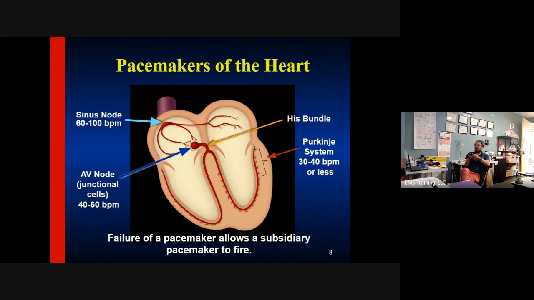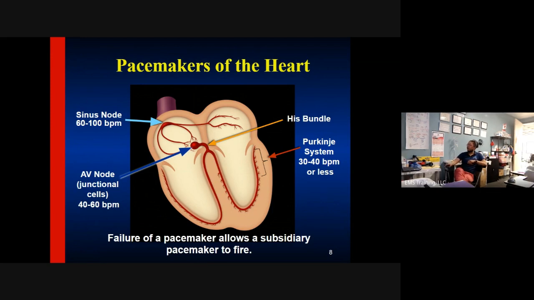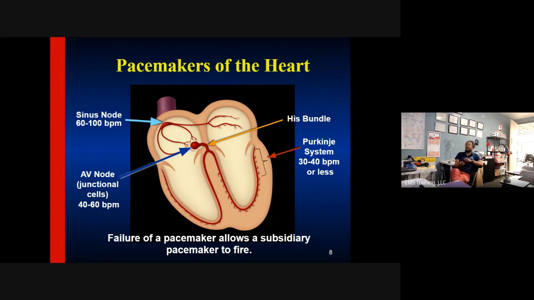So pacemakers of our heart. Your standard pacemaker of the heart right here is your sinus node rhythm. This sinus node fires at a rate of 60 to 100 beats per minute. Standard sinus rhythms, this is why we call this sinus rhythm, it goes from 60 to 100 beats per minute.